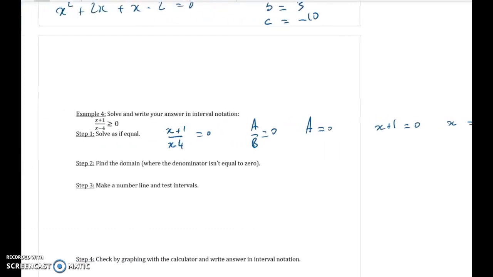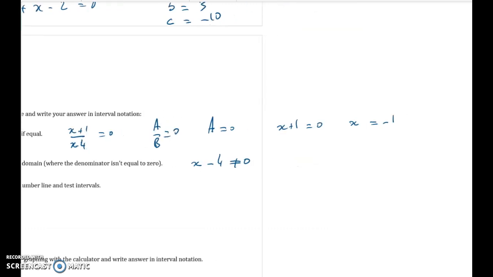Okay? Second step, find the domain where the denominator isn't equal to 0. Well, you are going to have x minus 4 different than 0, it cannot be equal to 0. I remind you that the denominator cannot be equal to 0. Therefore, we get x different than 4.